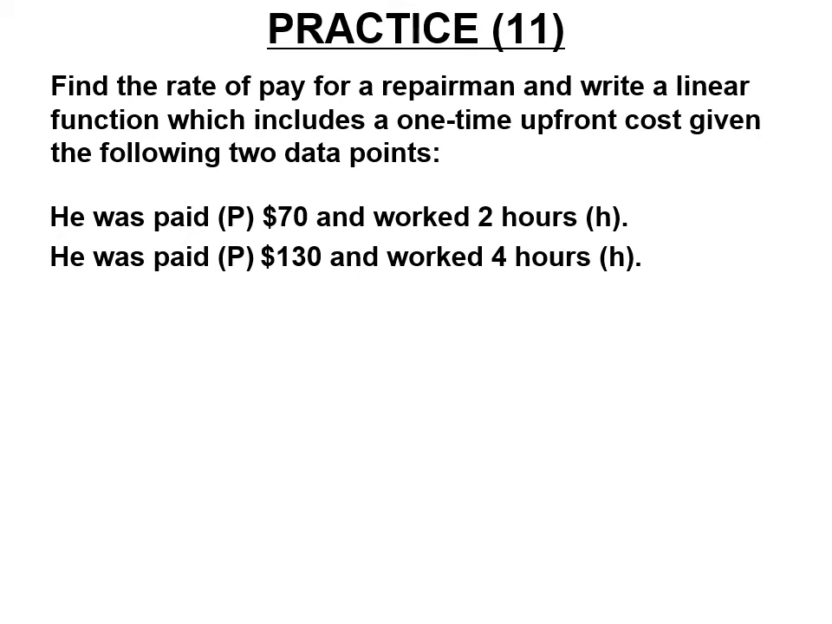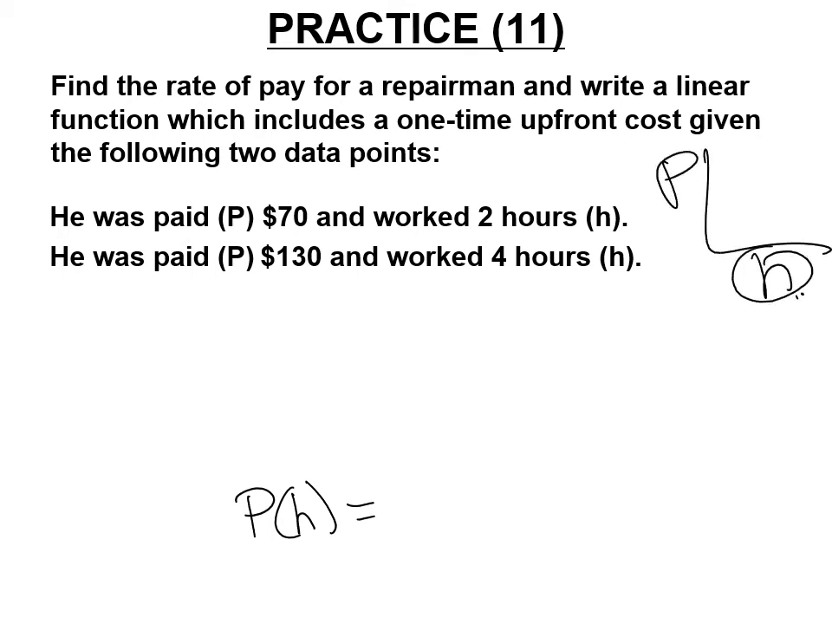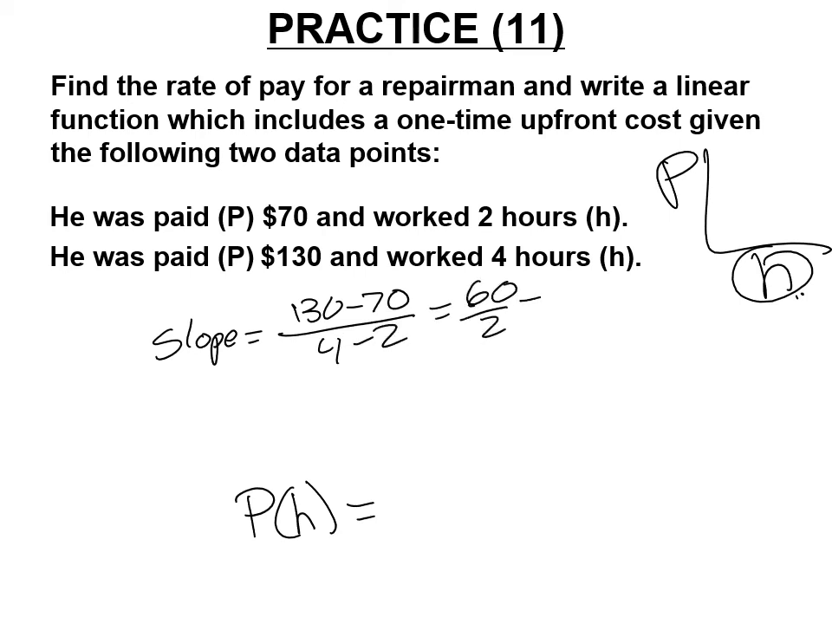Real world function, we're going to find the pay as a function of hours. All right, the pay, if we're graphing this, is the y, the h is the hours, the time is always the x on these, by the way, if you haven't figured that out. All right, so we're going to be subtracting 130 minus 70 for our y values for slope, and 4 minus 2, we get 60 over 2. All right, so this guy's getting paid $30 per hour.